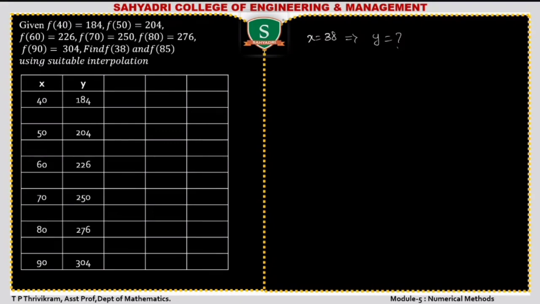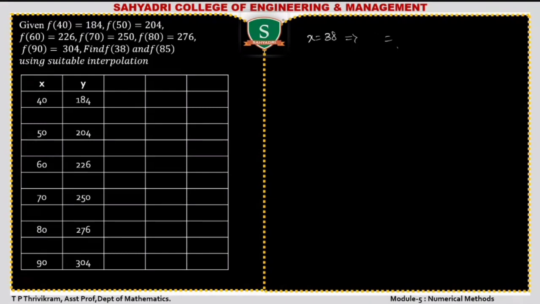If you make a line like this, your 40 is here. Suppose he has asked for the value at 85. 85 lies between 40 and 90, and the last data here is 90. Somewhere here we need to find 85, so you can use backward or forward. But here he has given 38, which lies here, so you have to go for forward interpolation only. So now we'll make use of the forward interpolation formula.